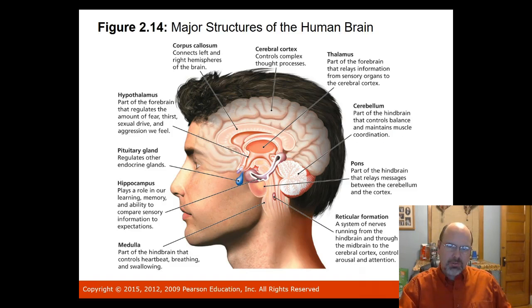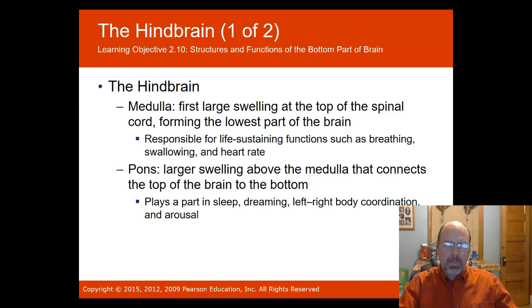There's different structures of the brain. There's the medulla, hippocampus, pituitary gland, hypothalamus, the corpus callosum, cerebral cortex, the thalamus, the cerebellum, the pons, and reticular formation. If you want, you can go ahead and read all those and learn more. I also have some other videos that go into this in more detail.